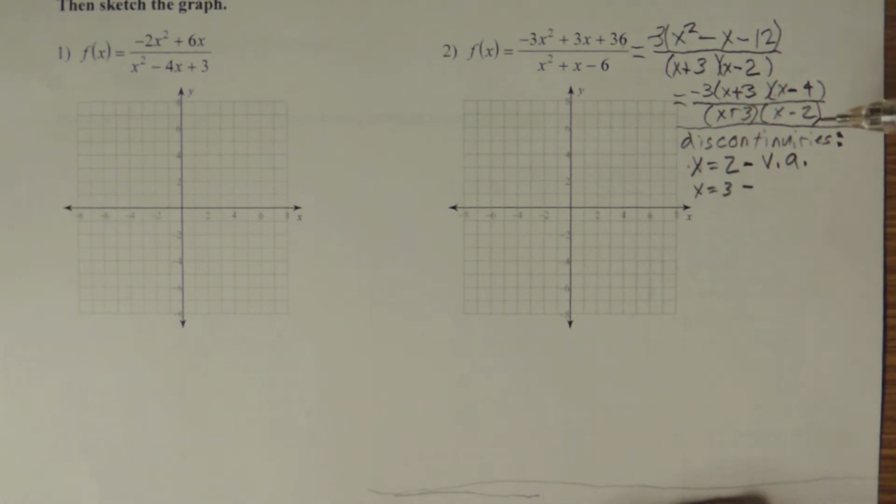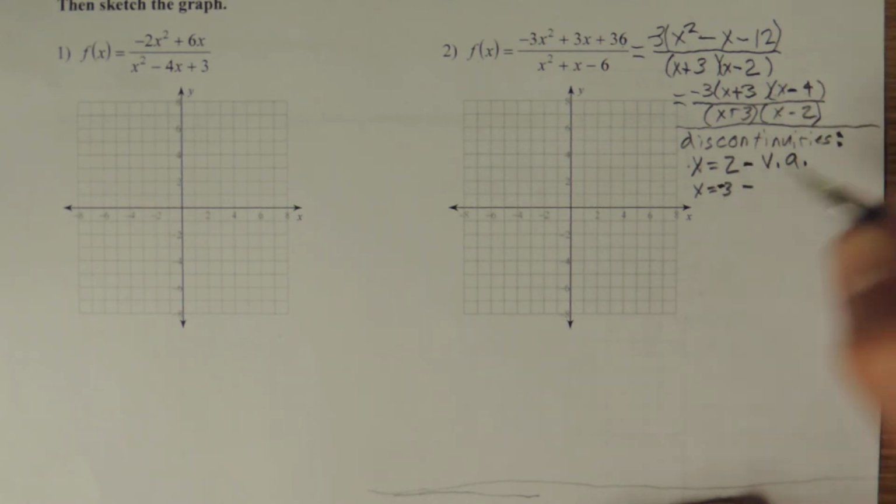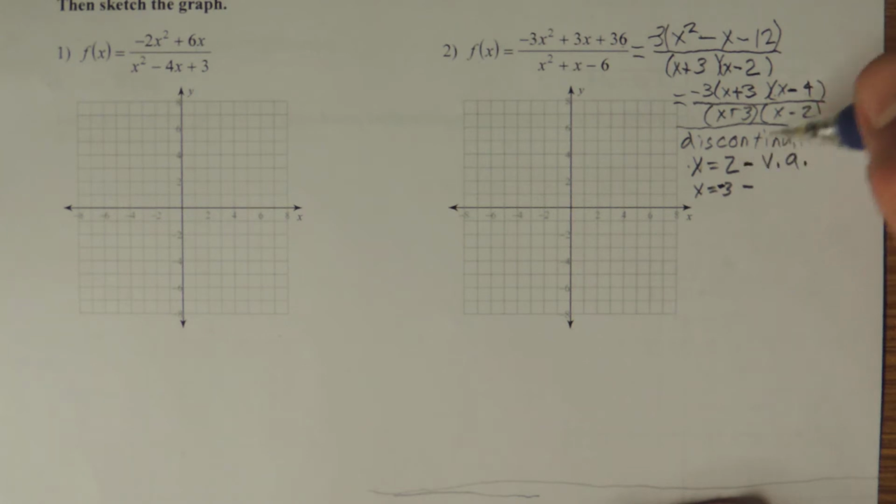If x is 2, as I get closer and closer to 2, I end up with a very small number down here. When I divide by a very small number, I get a very large number. So this is actually going to approach infinity as I get close to 2. That's why it's a vertical asymptote.